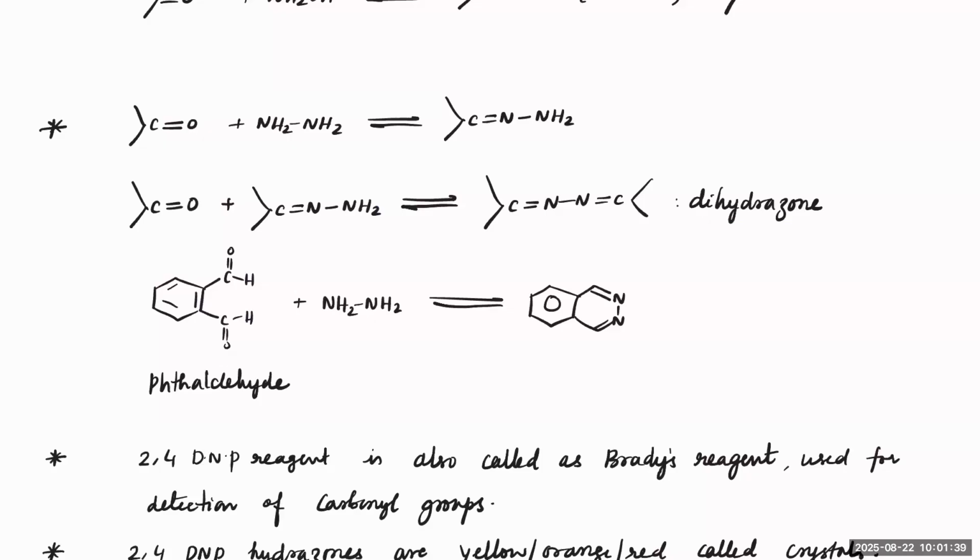And instead of 2 moles, if I have 1 mole but 2 aldehydes, this is phthalaldehyde. In phthalaldehyde, if you make an NH2 reaction, this oxygen and H2 will go away, and this oxygen and H2 will go away, and we will get a double bond here and a double bond here. So this is the product you will get.